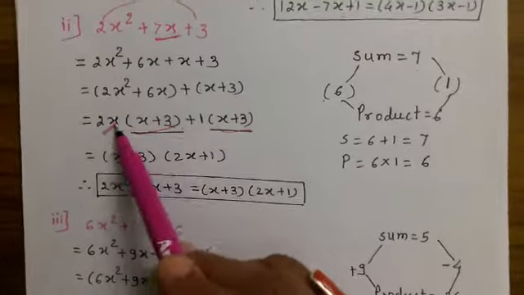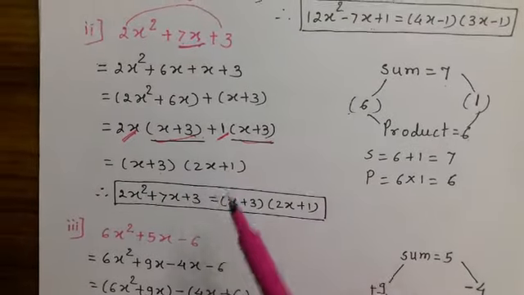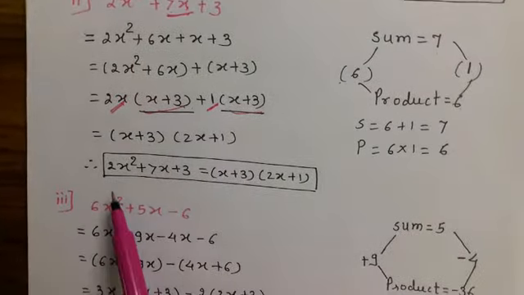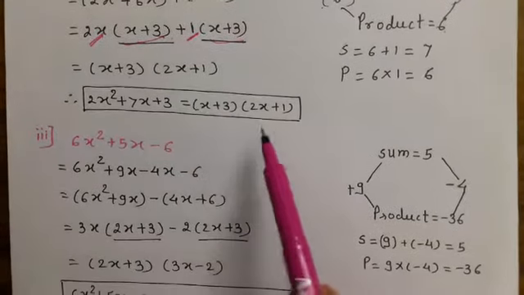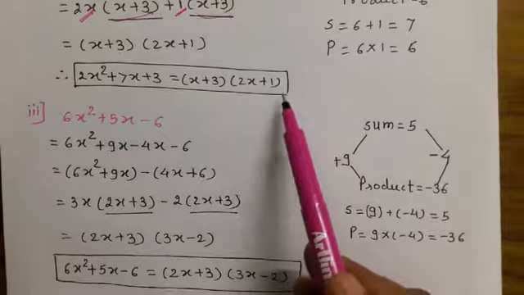What is left here? 2x. And what is left here? Plus 1. So 2x plus 1. Therefore the factors of 2x square plus 7x plus 3 are nothing but x plus 3 and, in the second bracket, 2x plus 1.